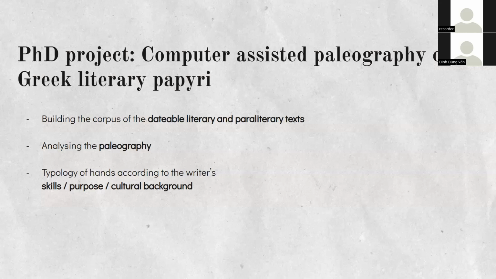And then I will analyze the paleography of those texts, trying to find ways to describe this analysis, and hopefully through typologies. I heard yesterday here Mark's talk against typologies. I would say I need typologies. We need them to explain our results, our observations. So I hope to find typologies, and that I can separate hands according to, let's say, the writer's skills or the writer's purpose or the writer's cultural background.